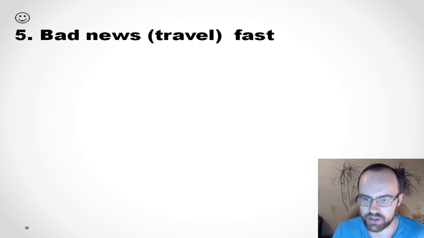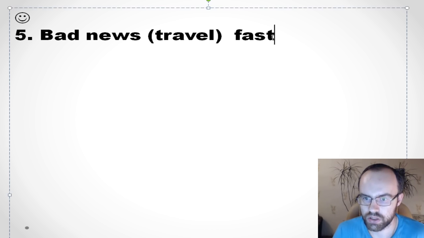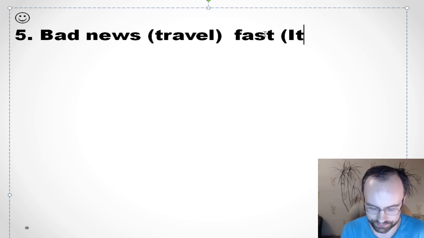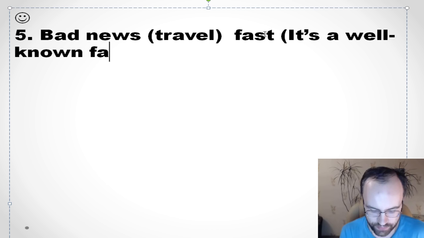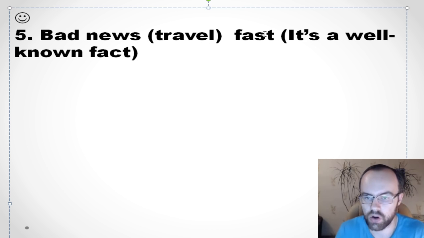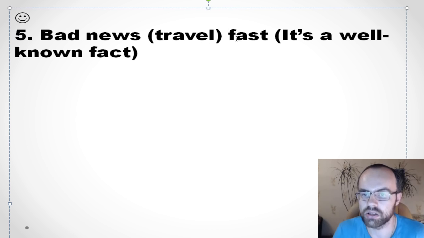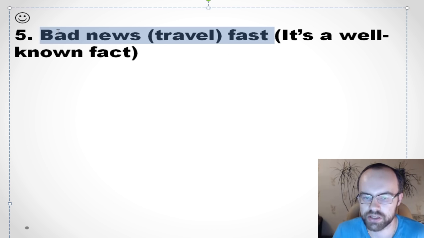Bad news travel fast. So first you need to decide: present simple or present continuous. So it's a well-known fact, yeah? And if it's a well-known fact, so it often happens, it usually happens, you need to use present simple. And how will you say it in present simple, please, my friends?